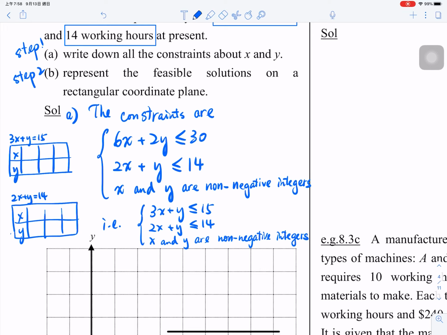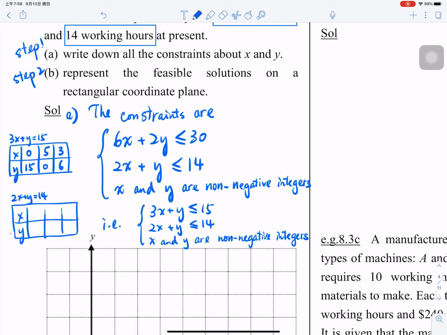So for the first one, 3X plus Y equals 15, what should we choose? Remember, I told you already, when X equals 0, what is Y? When Y is 0, what is X? That is a good choice. When X equals 0, Y is 15. When Y is 0, X is 5. Maybe consider one more point. How about if X is 3? Y is 6, correct. Good.